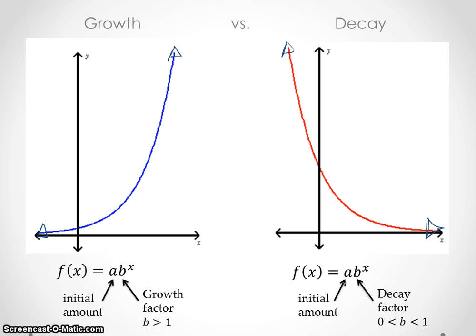This is the initial amount still. Instead of a growth factor, we call this the decay factor, and it's got to be between 0 and 1, meaning less than 100%, bigger than 0%. You can't have a negative up there.